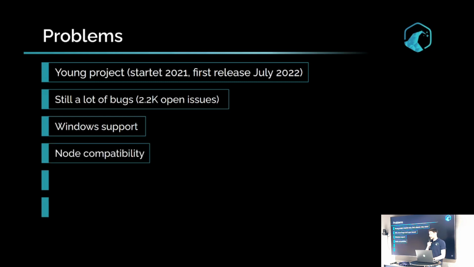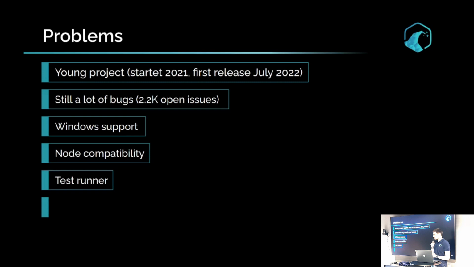Maybe this week, so let's see. Also the Node compatibility, as I said, the dream is that you just use any Node project with Bun and it works. That's not the reality now. You always have to check if your dependencies are compatible. It's not 100% yet. And of course, there are still bugs.